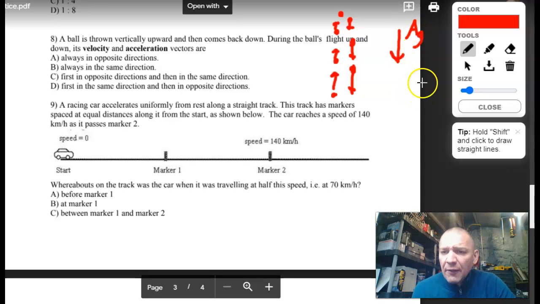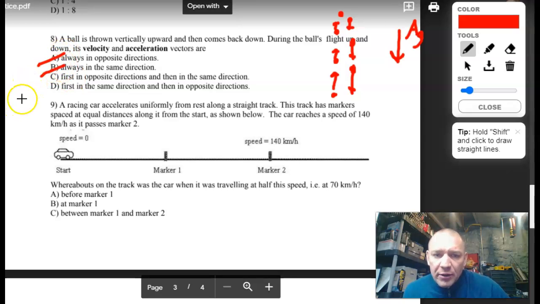Acceleration of gravity, the direction of gravity does not change. So they're not always in opposite directions. They're not always in the same directions. At first, they are. So we got up versus down. So they're going to be in opposite directions. And then, yeah, they're going in the same direction. So I'll take C.